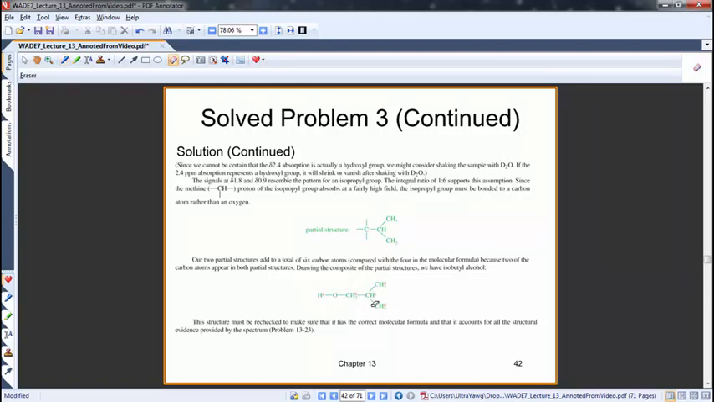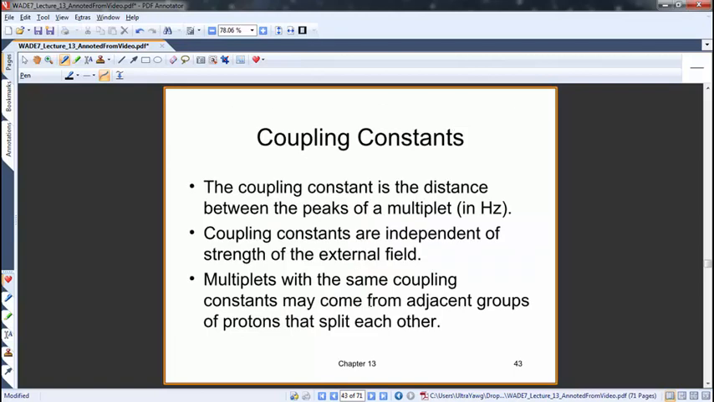Right. So that's what we've been doing in lab. That's what I'm going to ask you to do on the final. I will give you the integrations to make it a little bit easier, and I'll give you the molecular formulas as well. Okay. So let's talk about those coupling constants for a little bit.